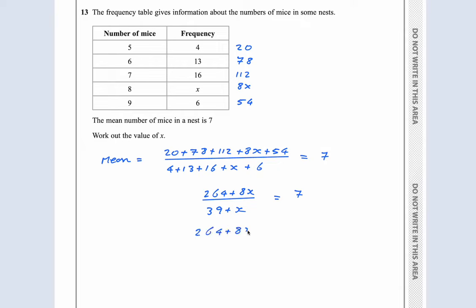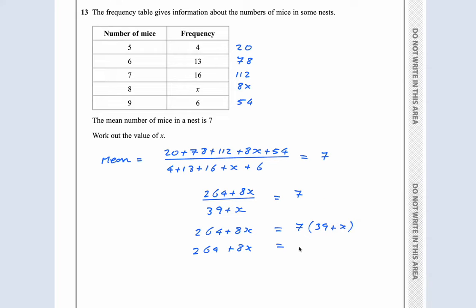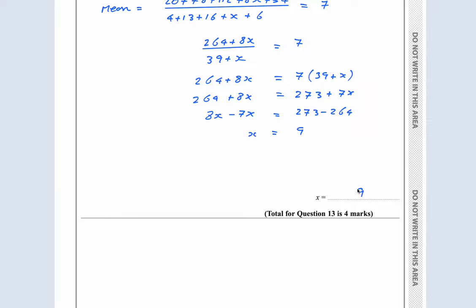264 plus 8x, multiply across by the denominator. 7 times 39 plus x. 264 plus 8x equals 7 times 39, and I'm not going to risk making a mistake, guys, 7 times 39 is 273. This is 273 plus 7x, because 7 times x is 7x. Subtract the 7x, 8x minus 7x, and subtract the 264. 273 minus 264 gives me x equals 9. So the answer is x equals 9. Okay.